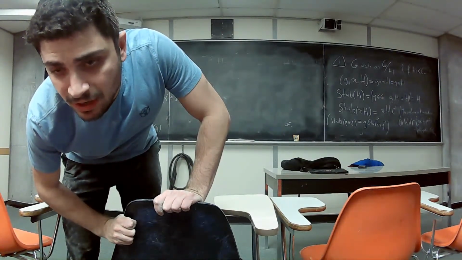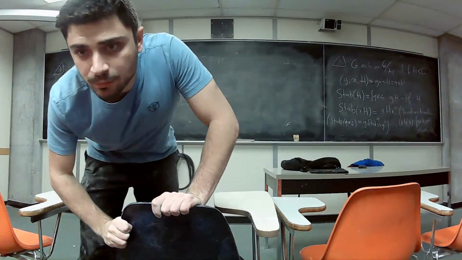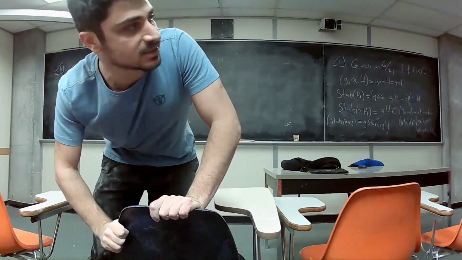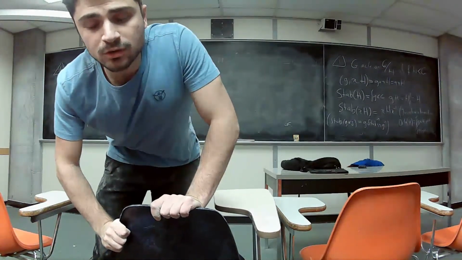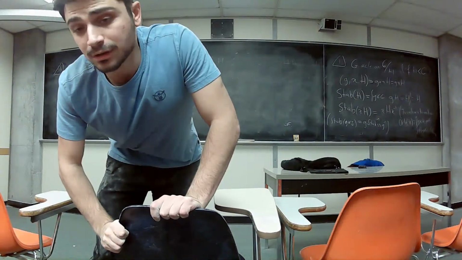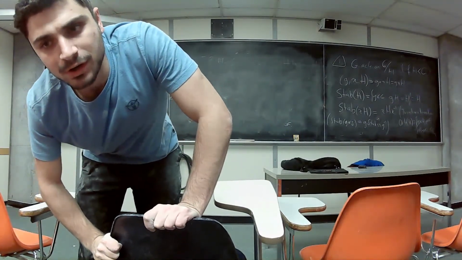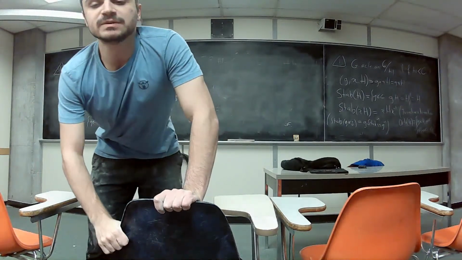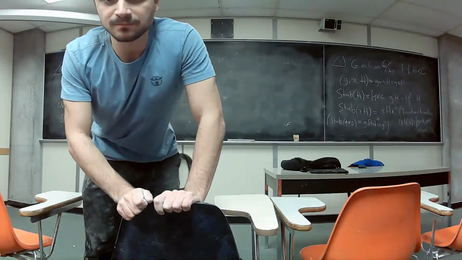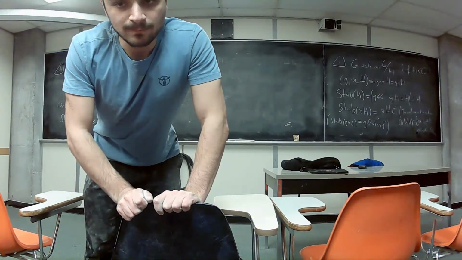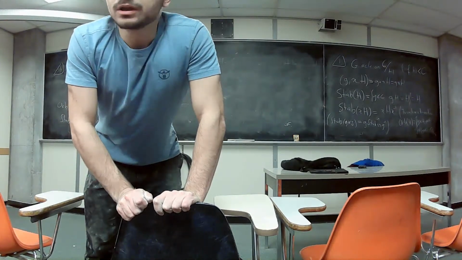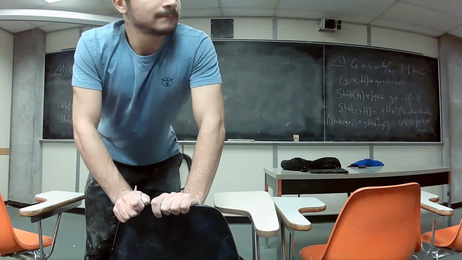Oh, very good question. Why do we care about the orbit of H and not the orbit of a random xHx inverse? If you manage to show that the orbit of H is the entire thing, then the orbit of xHx inverse is the entire thing, because the action is transitive. Okay, great. Are we good here?